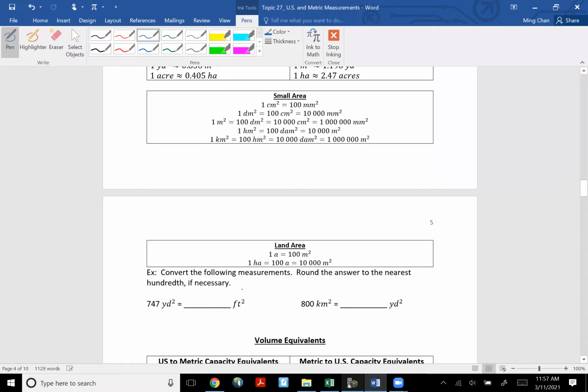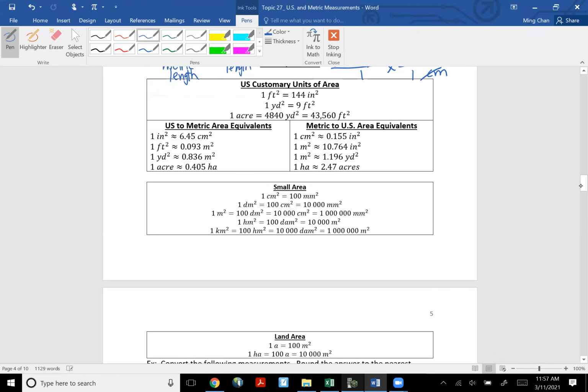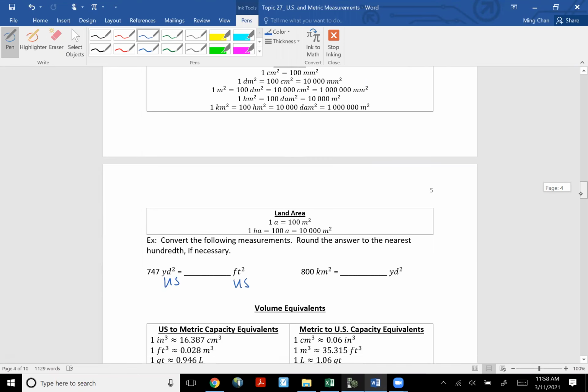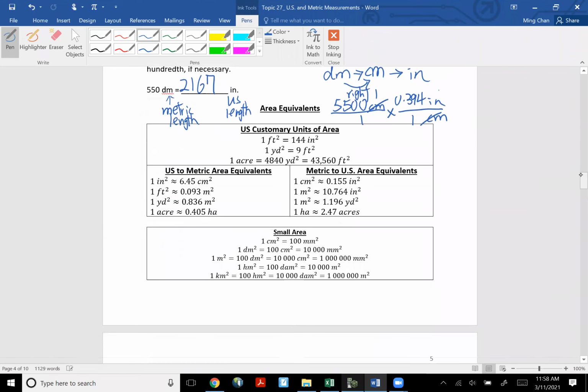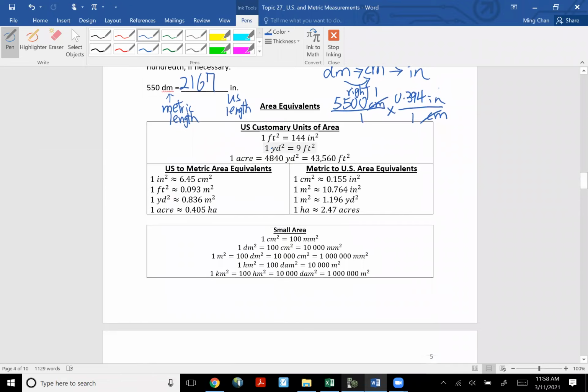The square and square tell me I'm converting between areas. This is US area. This is what? US area. Both yard and feet are US to US areas. So that means I'm looking up here. US to US area is up here. All right. So what am I trying to convert? Square yard to square feet. That's a direct conversion, 1 to 9 ratio.